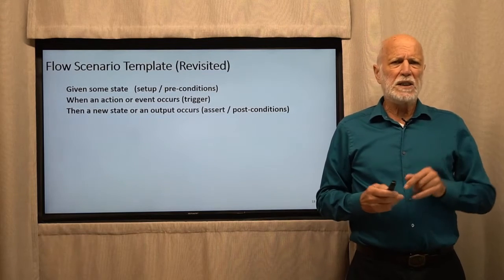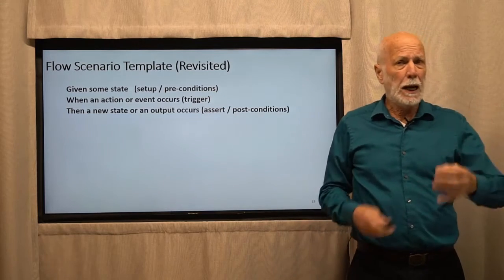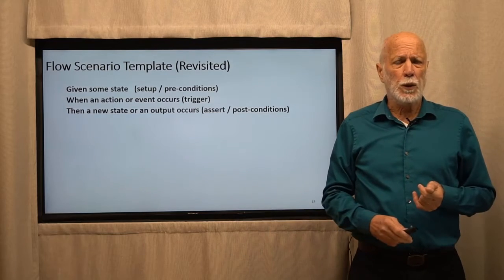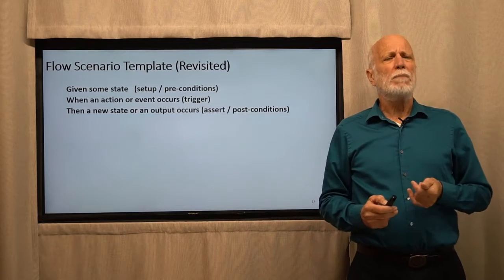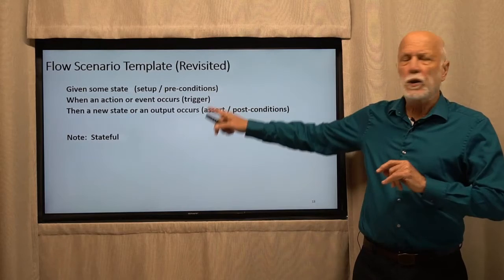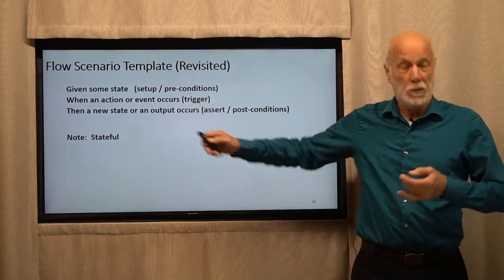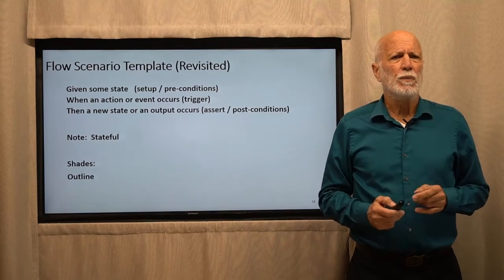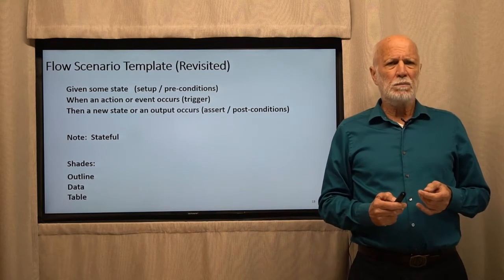Now, just revisiting that scenario template, given some state, that's how we set up some preconditions. When an action or event occurs, that's our trigger. Then a new state or an output occurs, and assert are our post conditions. And notice this is stateful. We're going to set up some state in the given, which may change in the then. Now we've got three shades of this flow. We've got the outline, the data, and the tables.